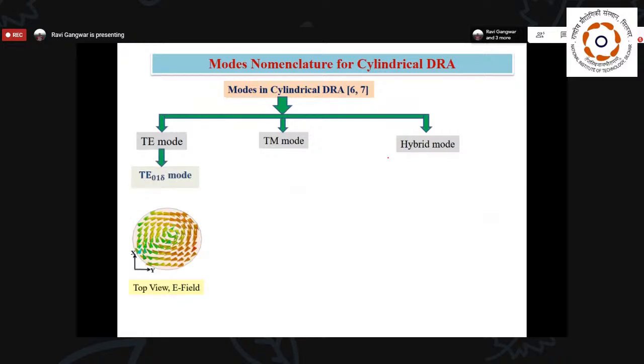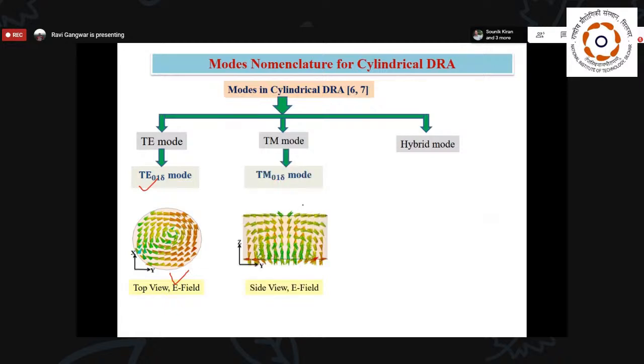If we talk about the fundamental mode, in the case of the TE mode, the fundamental mode is the TE01 delta mode, and you can find this kind of field distribution. For the TE01 delta mode, the condition is just like an electric dipole, so we get this kind of field distribution. In the case of the TM01 delta mode, here you can see the field distribution. In this condition, the field is generated in this particular arrangement, which is known as the TM01 delta mode.